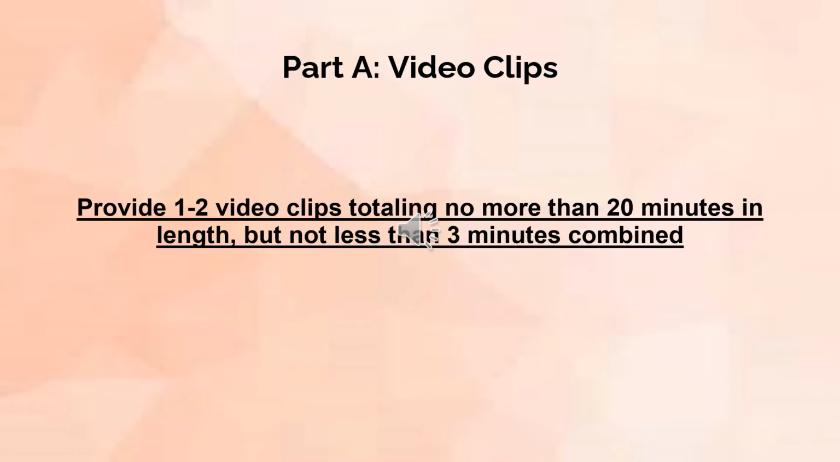For your videos, you can have 1 or 2 clips. They can be no more than 20 minutes in total and no less than 3 minutes in total. So you can either have 1 clip that's 20 minutes, or you can have 2 clips that are 10 minutes and 10 minutes, or however many minutes you need, as long as it doesn't go over the maximum or under the minimum. You want to make sure that you follow these, because if you go over or under, you will be scored with an automatic 1.